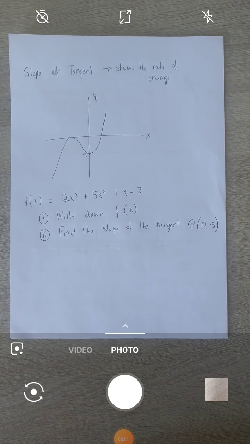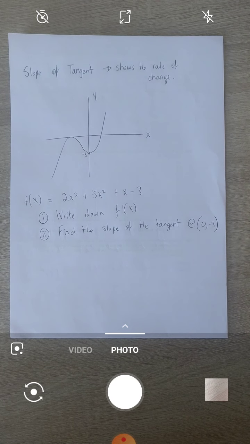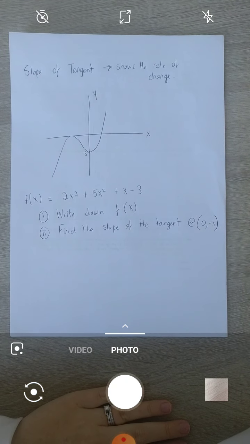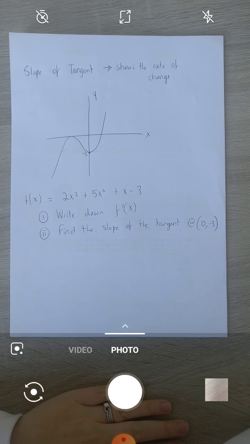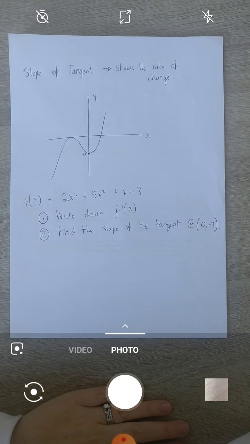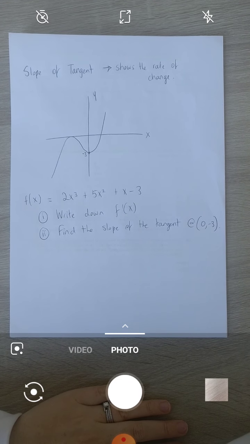Okay, so this is the second video for Leaving Cert Calculus. In the first video we looked at the first and second derivatives. So we're going to use those two to move on with the rest of the chapter. So this video will be slope of tangent, maximum and minimum points, and increasing and decreasing functions.